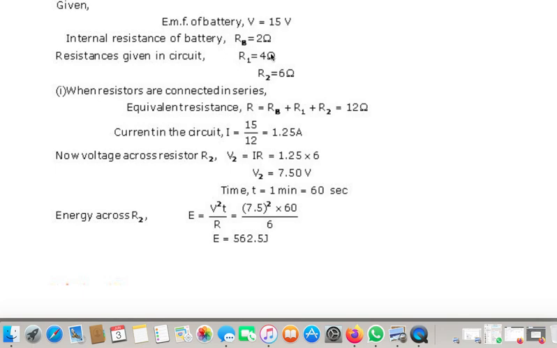Internal resistance r is 2 ohm. There are two resistors given in the circuit, R1 is 4 ohm and R2 is 6 ohm. How are they connected? In this question they are connected in series. In the previous one they were connected in parallel.